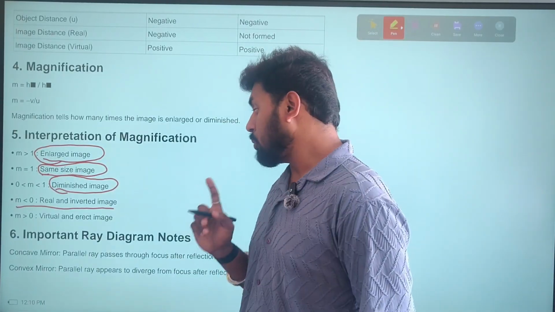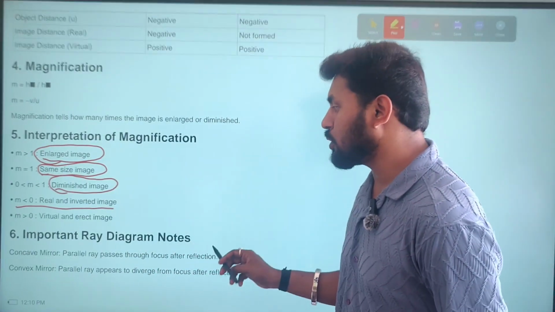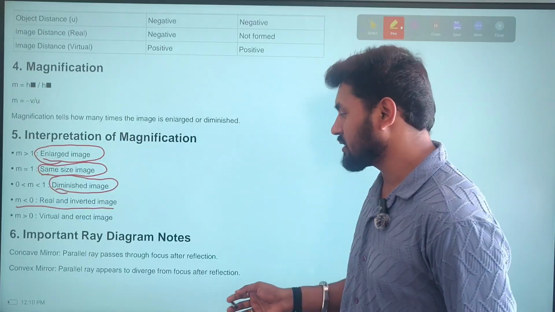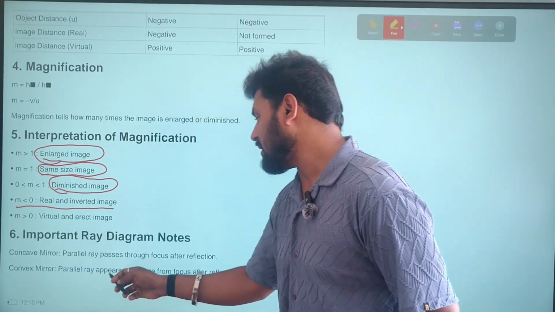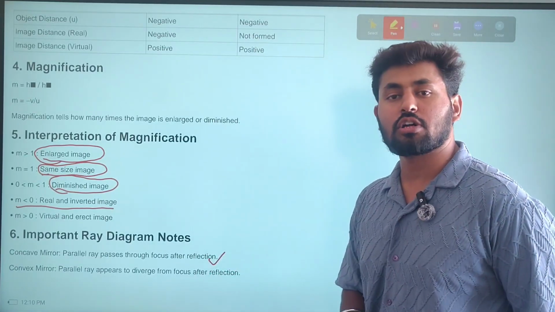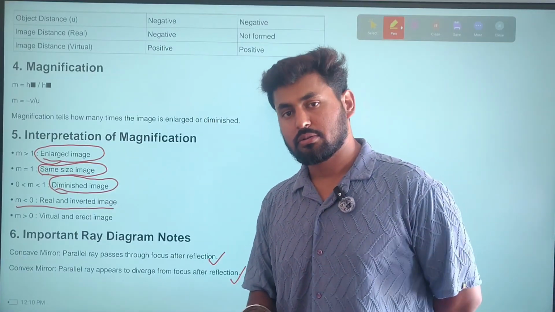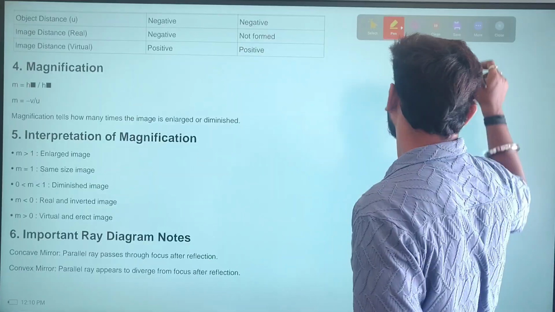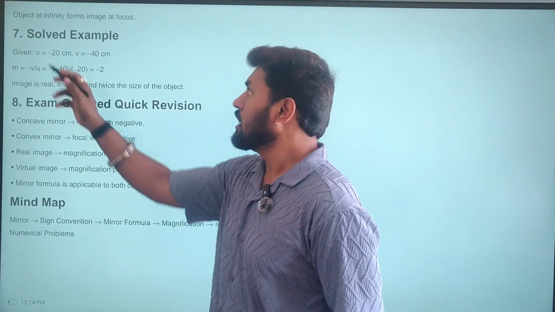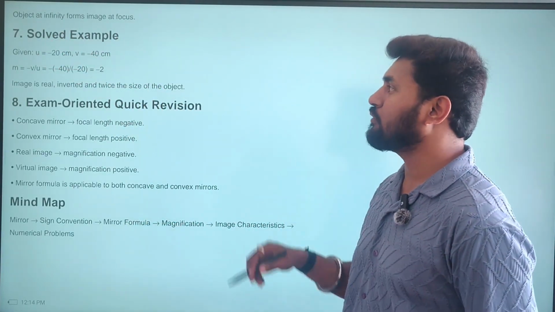Now, the important thing that you need to know is important ray diagram notes. For concave, a parallel ray will pass through the focus after reflection. And for convex, a parallel ray will appear to diverge from the focus, because the concave is called a converging mirror and the convex is called a diverging mirror. The last thing: if the object is at infinity, the image forms at focus. Everyone knows this because you people have already studied it.